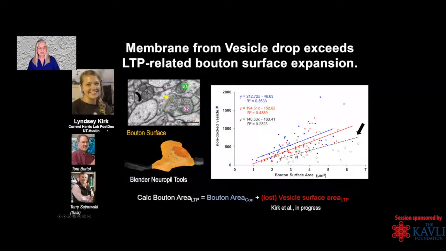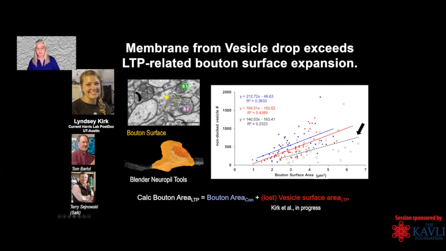When Lindsay Kirk joined our lab, she was voluntold by me to go looking for where this membrane from the vesicle drop might have gone. And we hypothesized that it might have gone to the surface of enlarging presynaptic boutons, that is, readying them for further vesicle recruitment. So it seemed like a simple task, but it turned out it required substantial work in collaboration with Terry Sejnowski and Tom Bartol, and using new tools that were developed to actually accurately measure the surface area of the synaptic bouton.